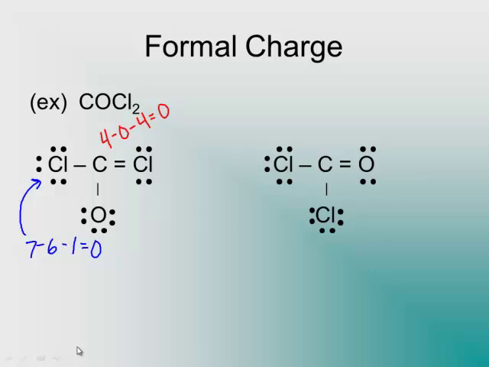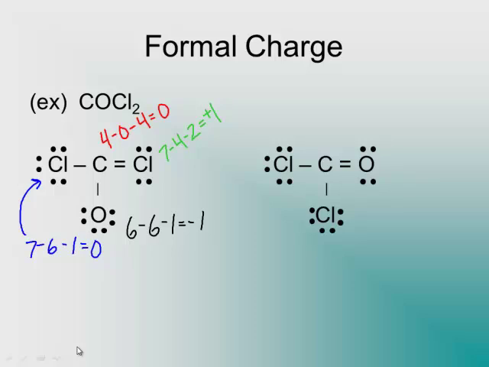The chlorine on the right in this molecule has 7 valence electrons minus 4 non-bonding electrons minus 2 bonds, which gives it a formal charge of plus 1. Oxygen at the bottom has 6 valence electrons minus 6 non-bonding electrons minus 1 bond for a formal charge of negative 1. We have a 0, a plus 1, and a minus 1. That does add up to 0, and this is a neutral compound, so they add up correctly.